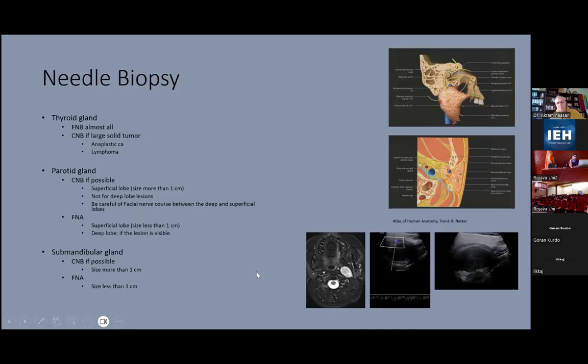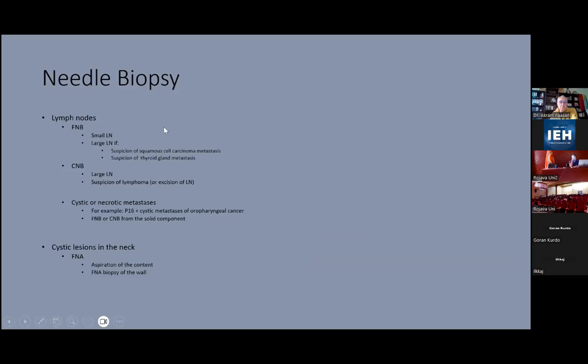In the lymph nodes, we will take fine needle biopsy if the lymph node is pathological but small. But if it's large and we suspect squamous cell carcinoma metastasis, or we suspect thyroid gland metastasis, then we can take fine needle biopsy. But if it's large or we suspect lymphoma, then we have to take core needle biopsy.